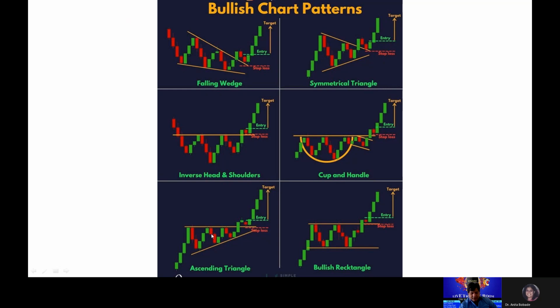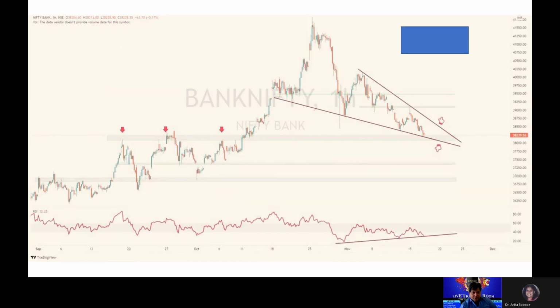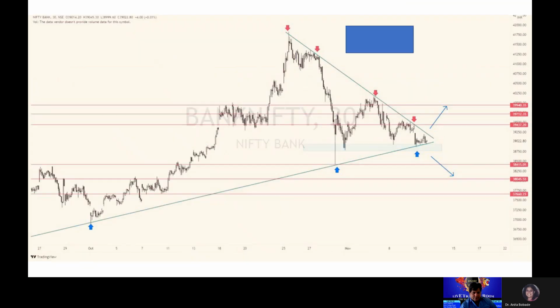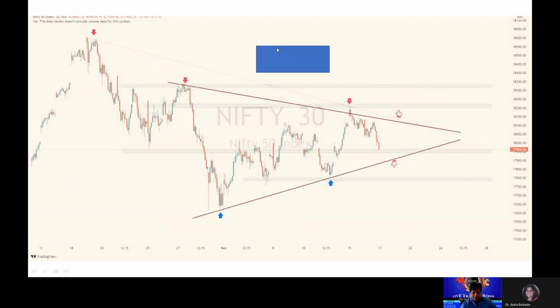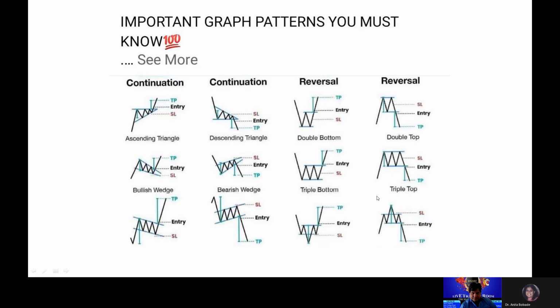Look at this pattern. This is the same one which I explained you here. Yes, this one, convergence pattern. Look, 1 line, 2 line, and the trade took place in the upper direction. You understand? That's how it works. This is bullish rectangle pattern. It means it moved in the same range, and where the breakout took place, the trade went up.